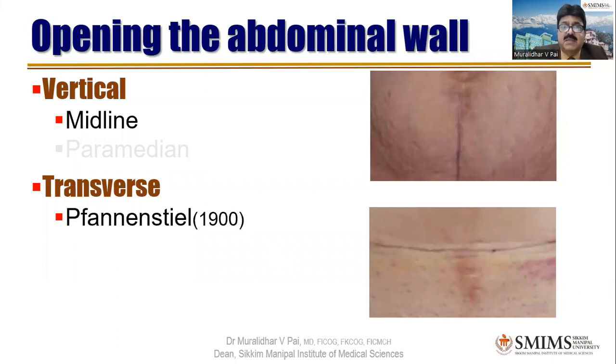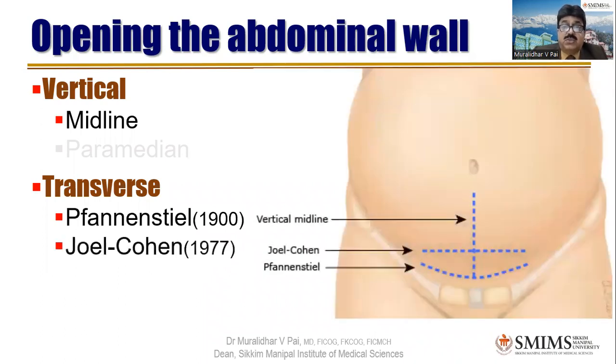Pfannenstiel has been there from time immemorial, let's say from the 1900s. Joel Cohen in 1977 developed a technique. I'm going to talk in detail about them, so I'm not going to spend time now. As you can see here, Joel Cohen is slightly higher than the Pfannenstiel, but it is still a lower transverse.